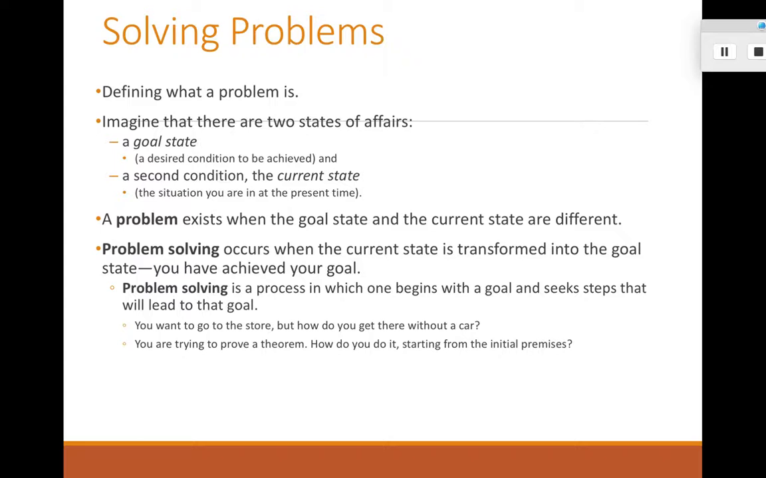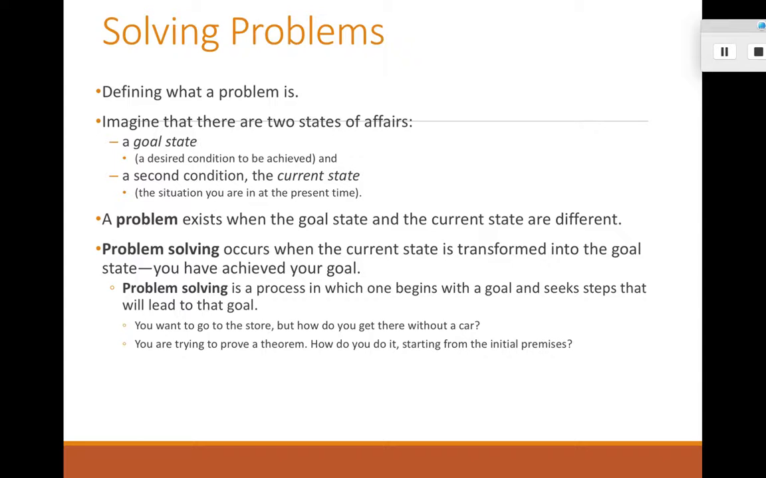So the issue of problem solving, because again, that's what we're essentially trying to do, we're trying to solve this potential problem or this potential issue that we have, essentially occurs when the current state is transformed into the goal state. So in other words, you've achieved your goal. And that's really what the idea of problem solving is in terms of cognition.